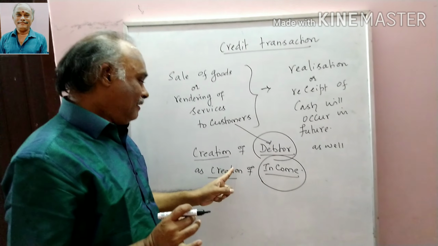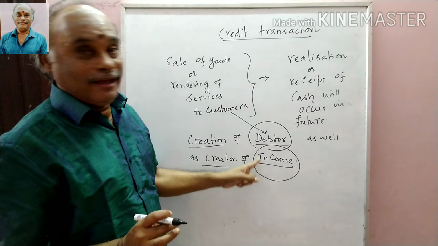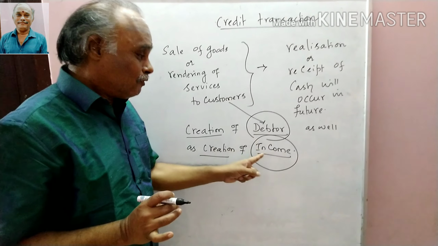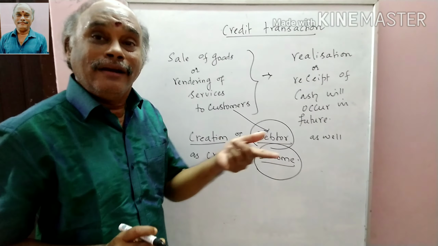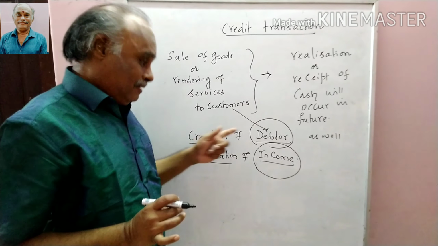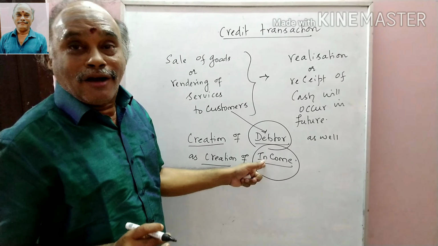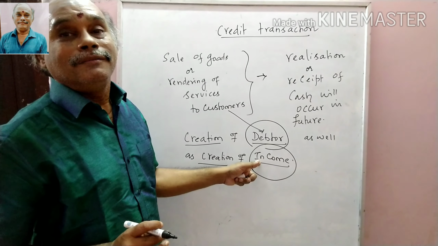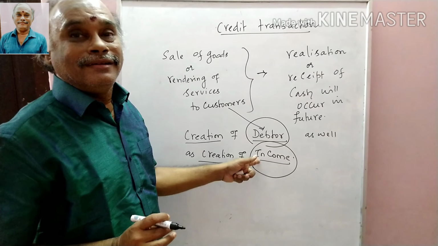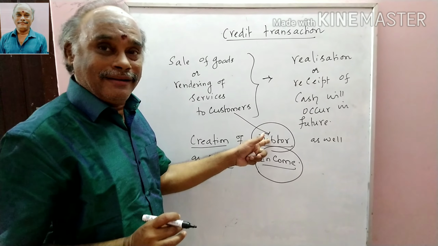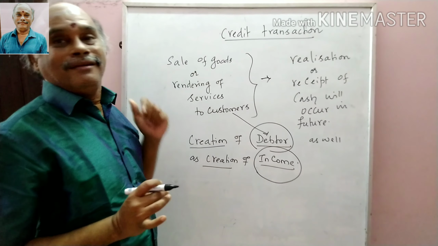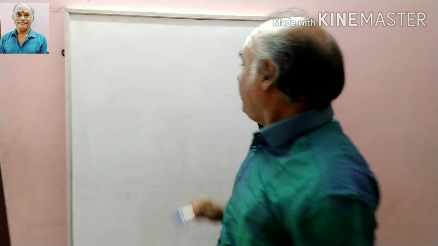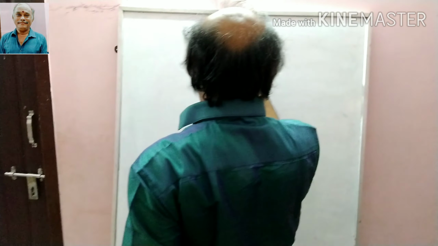So let us take this very clearly. Here, dual aspect concept is also very easily understood. Here you are creating a debtor, debit, and on the other side, simultaneously you create an income for that, and that is nothing but the credit. So debit the debtor and credit the income is what this particular transaction means. So let us now look at credit transaction 2.